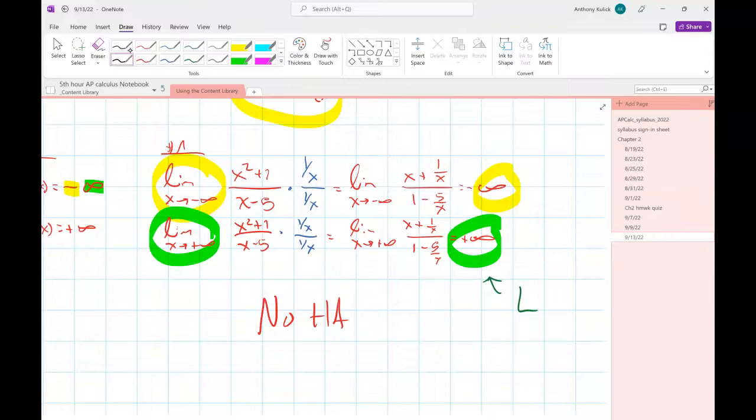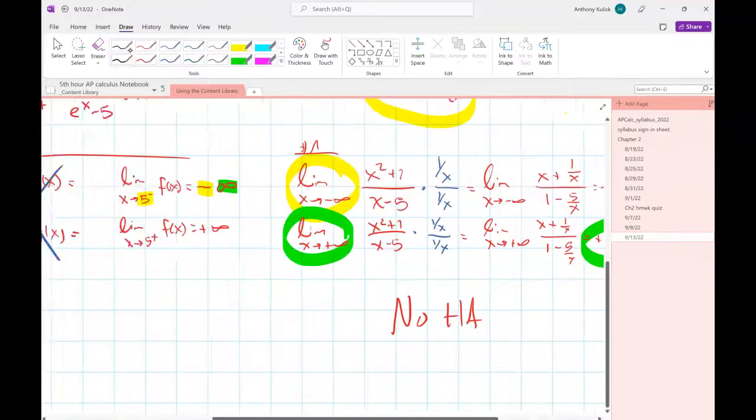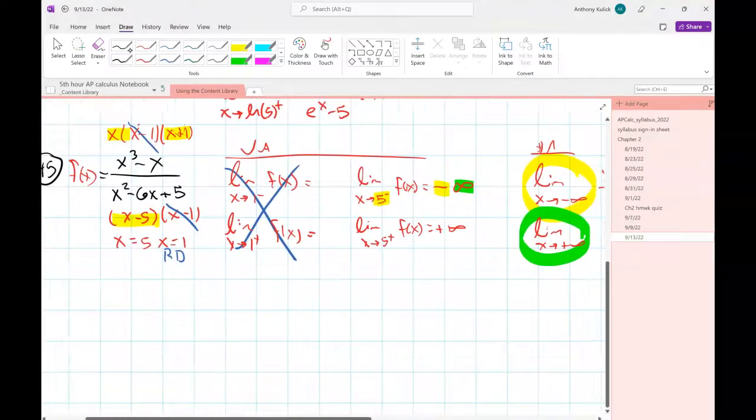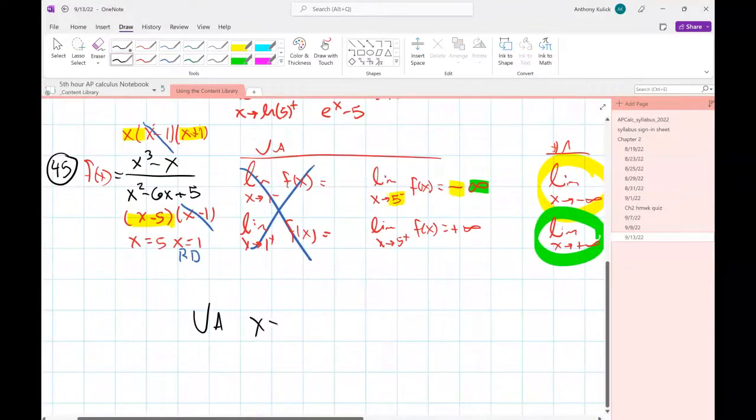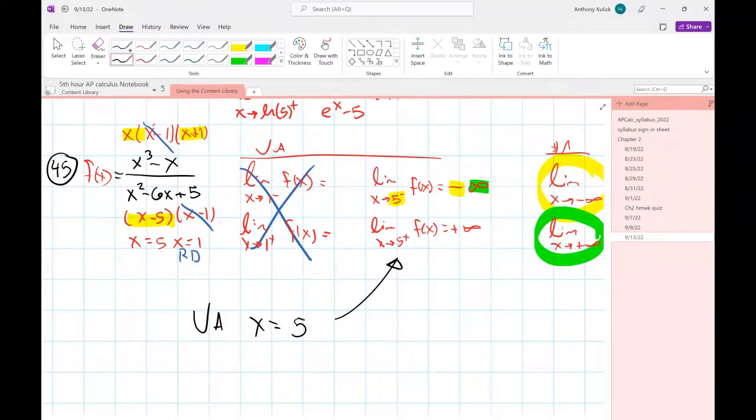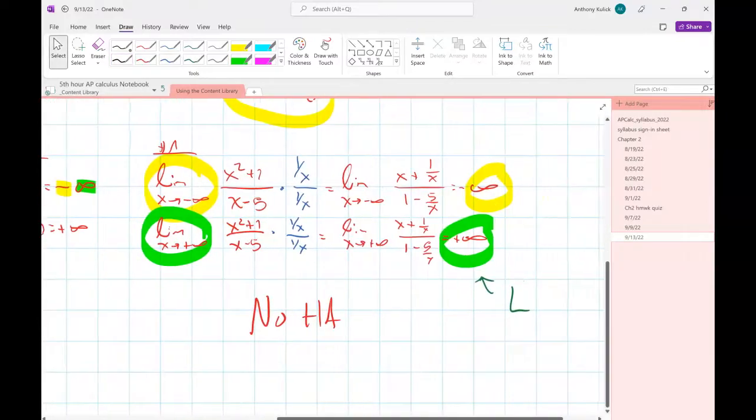Although vertical asymptote, what are our answers? What do you write? Oh, it's the VA is at x equals 5. Okay. And this would be your justification for it. Because it has to equal either negative infinity or positive infinity, from one side or the other. Doesn't have to be from both. But the horizontal asymptote has to equal a number at the end.